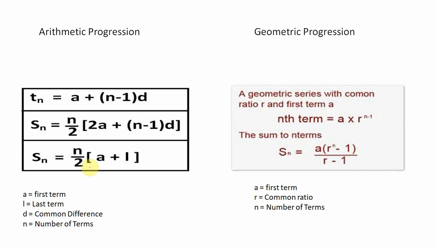An example of an arithmetic progression can be 1, 2, 3, 4, 5, 6, 7, 8, 9, 10. This is an arithmetic progression. Or 3, 5, 7, 9. This is also an arithmetic progression.